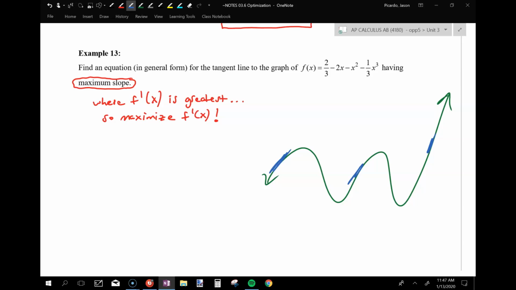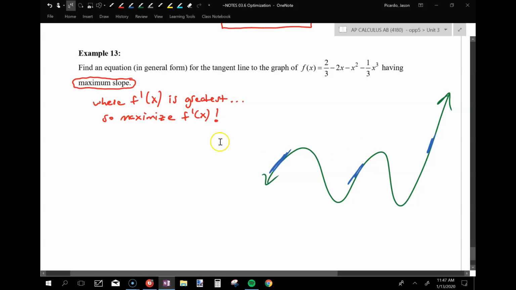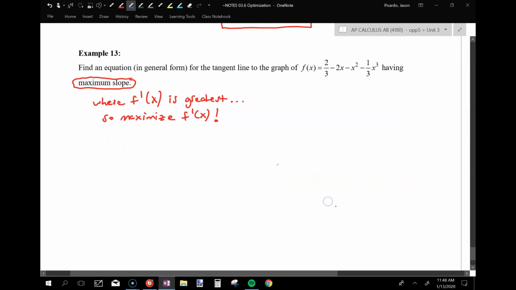What am I drawing on there? I'm analyzing tangents to the curve and looking for the one that is what? Greatest, steepest, correct? So which f prime is greatest? So what do I want to do? I want to maximize or optimize f prime. Okay, so let's do that.